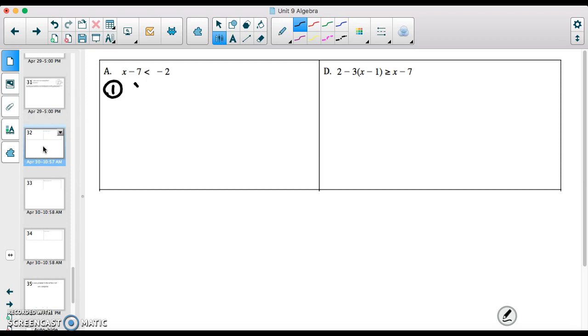To solve for our boundary point, we change the inequality sign here to be an equal sign. And then we solve like we normally solve equations. And I get a boundary point to be x equals 5.